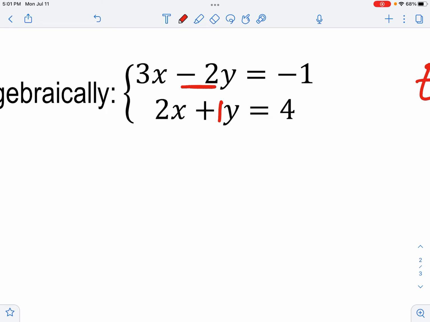I want them to be the same number but just opposites. So a 2 and a negative 2. And I can get that to happen easily. If I look at 3 and 2, to get them to be the same number, I could get them both to be a 6 and make one positive and one negative, but that's more work.